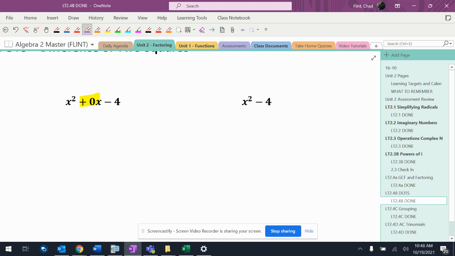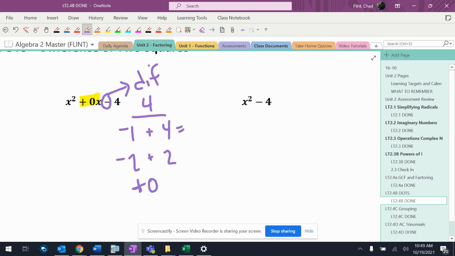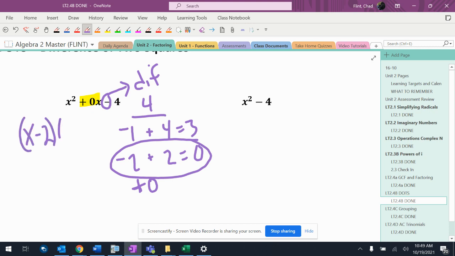So normally what I would do is I'd look at this and say, all right, that means the signs are different. I want factors of 4. Well, it's either 1 and 4 or 2 and 2. I need it to add to 0, so that means the signs are different. So I put a minus on one of these. I add these together, that gives me 0. So there's my factors: x minus 2 times x plus 2.